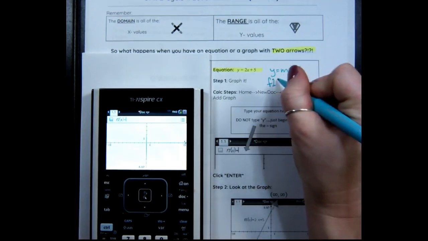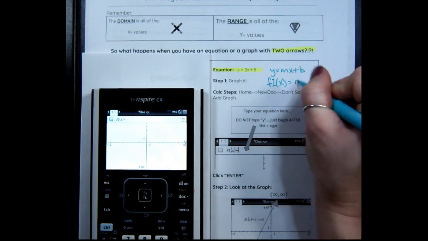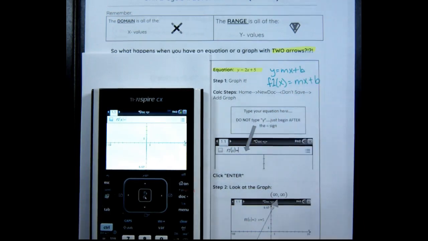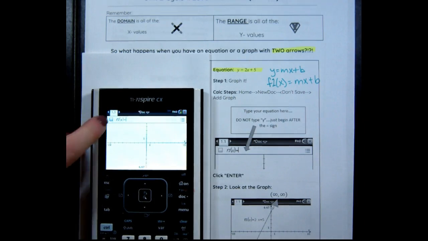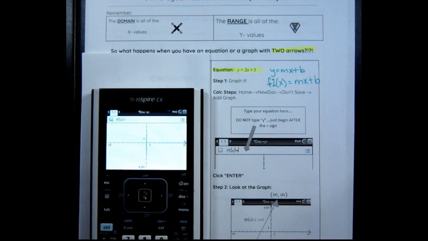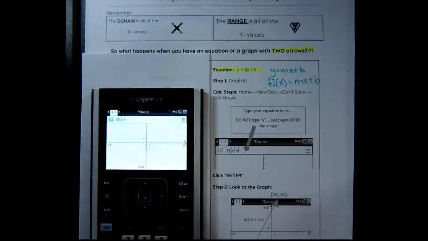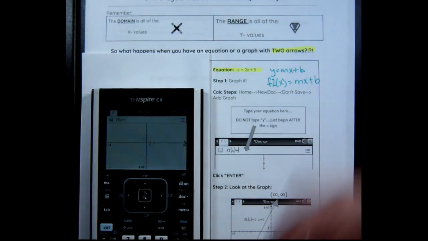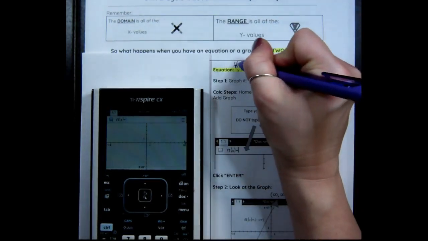f1 of x. That is just another way to use function notation. It's letting us know that the 1 stands for this is the first equation that we're typing into the calculator. Otherwise, it's just a normal f of x. So we know from previous learning that f of x is the same thing as y.